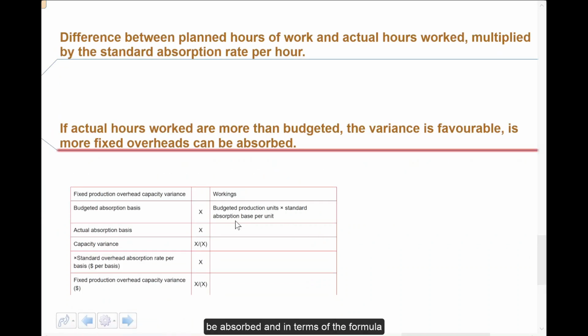In terms of the formula, it's reasonably straightforward, with several parts to it. Just try and remember that when we think of capacity and efficiency, we're looking at 2 parts to the volume variance. Again, we could cut and paste these into another section in your notes, and this could be part of our rote learning area, and then we'll apply it to the questions.